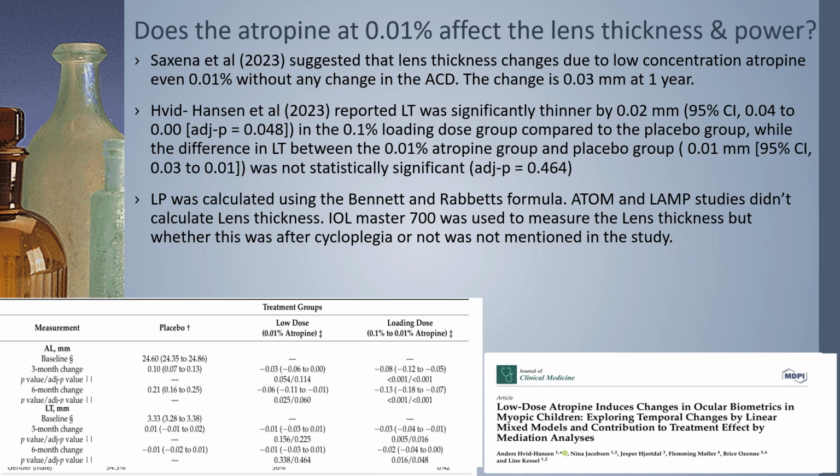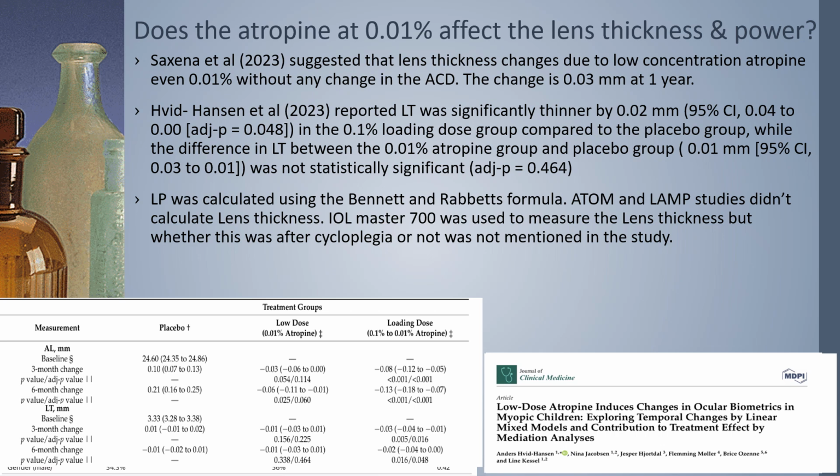Now the lens thickness change obviously was not much. Dr. Rohit Saxena et al. reported a change of 0.03 millimeters, and Havid Hansen reported a difference of 0.02 millimeters. The difference between these two studies is that Saxena et al. used 0.01% atropine compared with placebo, whereas Havid Hansen used a different approach. They compared placebo with low dose atropine for 2 years, but there was a loading dose of 0.1% used for the first 6 months.